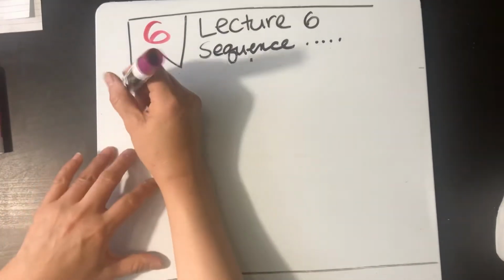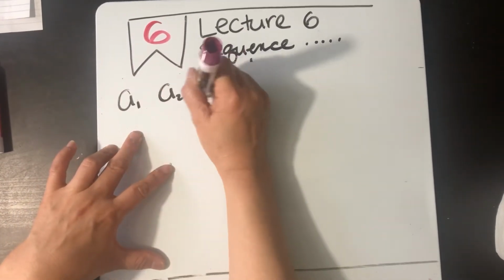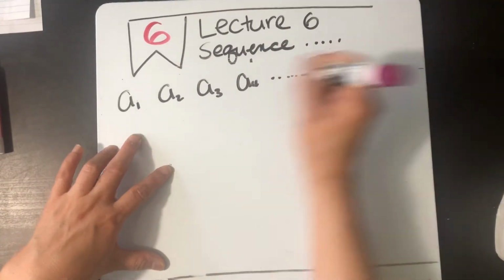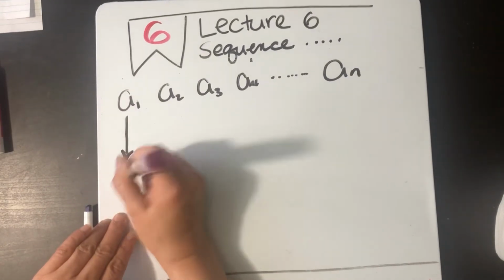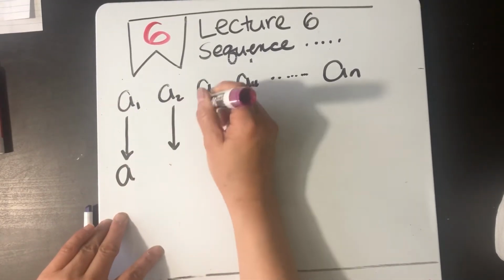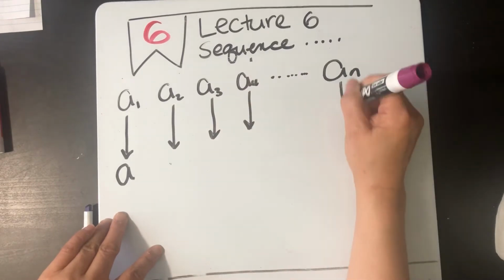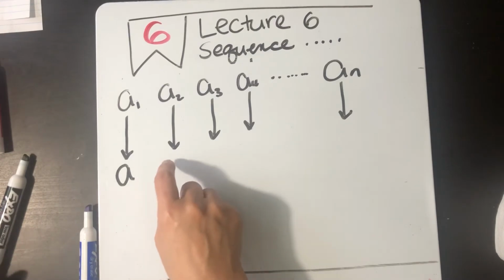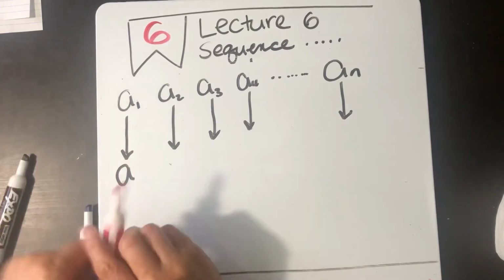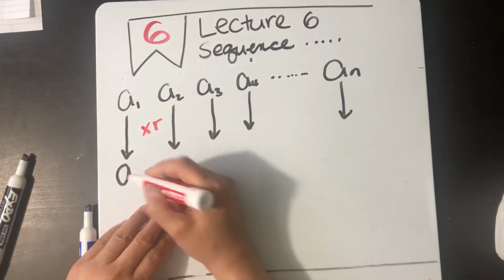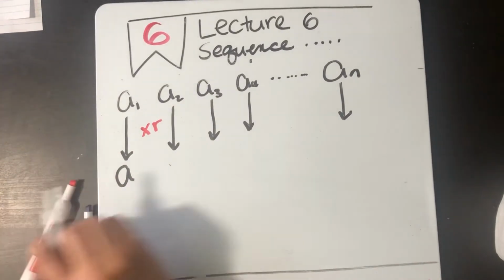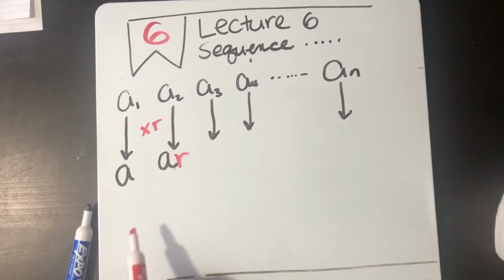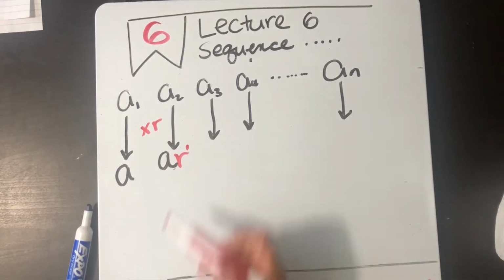So you have the sequence A1, A2, A3, A4, and so on, all the way to AN. Now, obviously A1 is just A. How did we get A2? Well, it's geometric, so we have to multiply by that constant number R. A times R is going to be AR. How many times did you have to multiply by R? Once. So the exponent is 1.